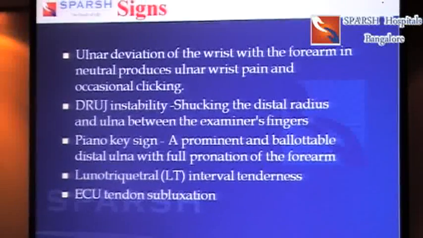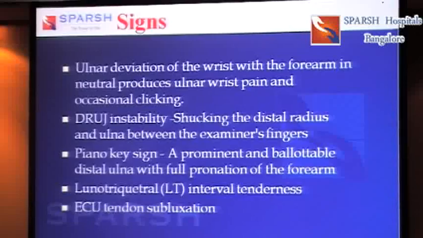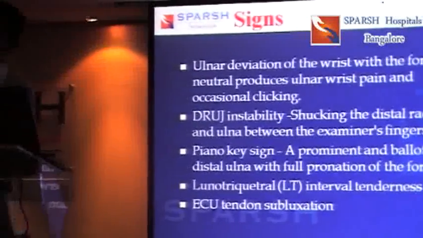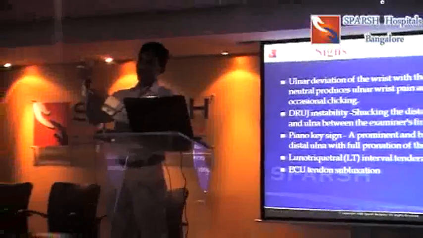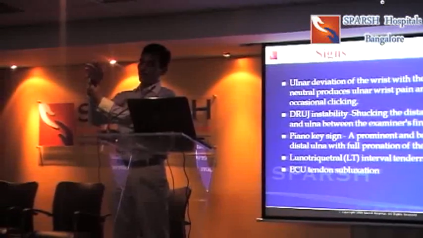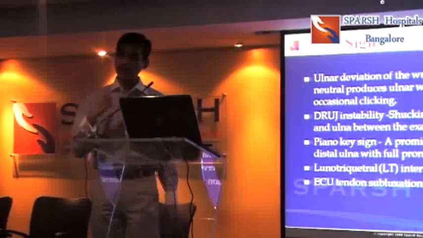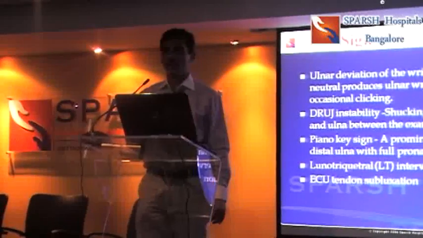But if somebody comes with ulnar wrist pain, then what you should do is ulnar deviation in the neutral position. If they get pain, you should think about TFCC. You can also do some rotation movement at the time. And if they develop clicking, that also indicates a TFCC tear.